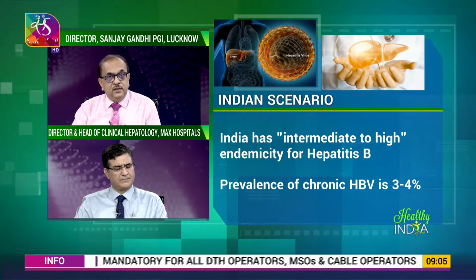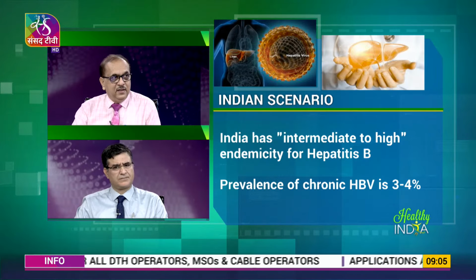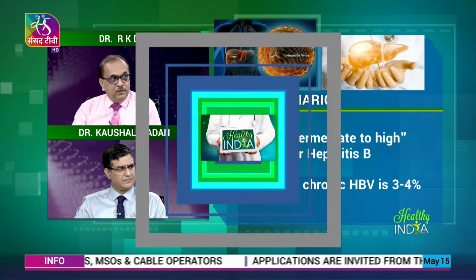Okay. So it is 3 to 5%. Of? Of the, if you examine 100 persons for the hepatitis B, 3 to 5% would come positive for the HBsAg. That's not very high. That signifies it is the intermediate.